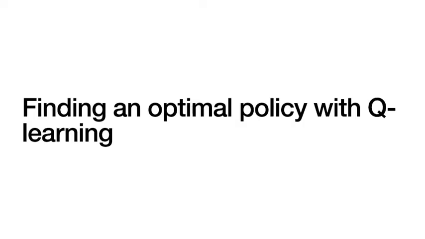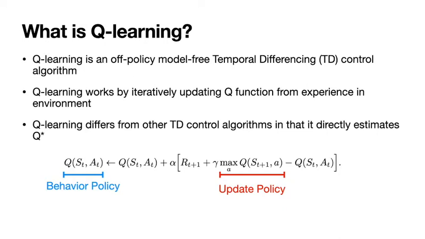All right, so now that we've seen a demo, let's talk about how I use Q-Learning to find an optimal policy for the Runaway environment. So before we jump into the results, let's talk a little bit about what Q-Learning is. Q-Learning is an off-policy, model-free TD control algorithm. Q-Learning works through iteratively updating the Q values for each state-action pair from experience in the environment. And Q-Learning differs from other TD control algorithms in that it directly estimates Q star, or the optimal Q values, when updating the Q value for the previous state.